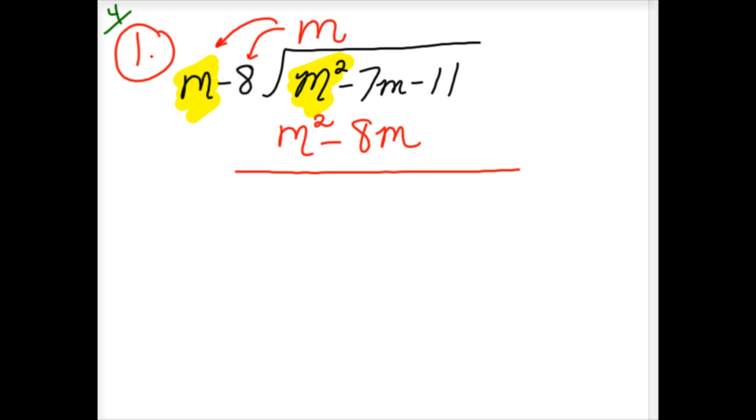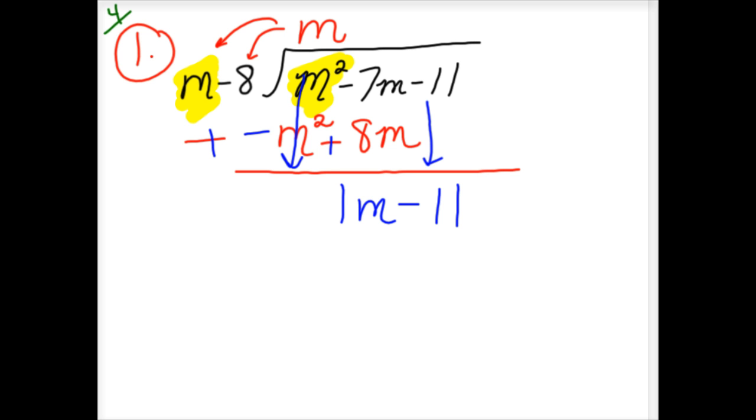How do I do that? I subtract. But I don't like to subtract. I'm going to choose to add the opposite. These will always disappear or you did it wrong. Negative 7m plus 8m gives you 1m, and then you drop down the minus 11. We're mimicking long division.